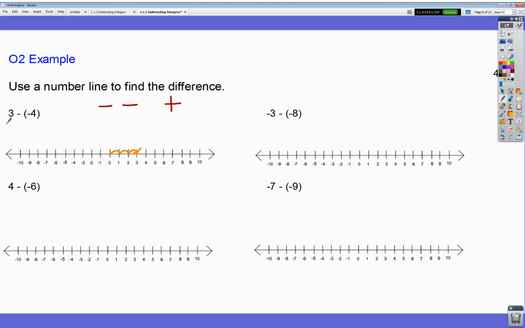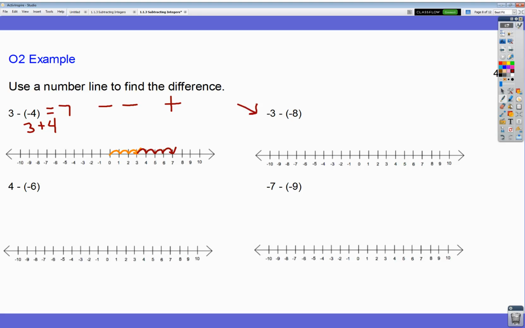So 3 minus a negative 4 is the same as 3 plus 4. So we're going to go right 4. 1, 2, 3, 4. 3 minus a negative 4 equals 7, just like 3 plus 4 is 7.